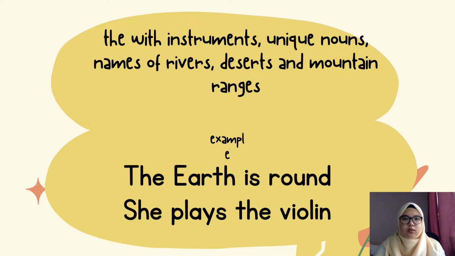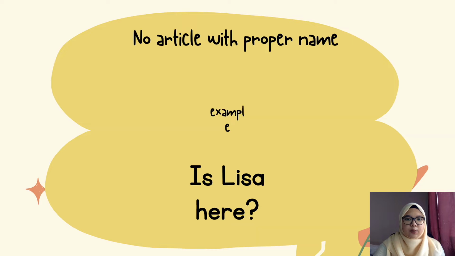Okay, let's take a look at the proper noun. If we have a proper name, such as Lisa or Kevin, we don't put any articles together with the proper name. As an example here is Lisa. Is Lisa in the shop? So we don't put any articles before the proper name.